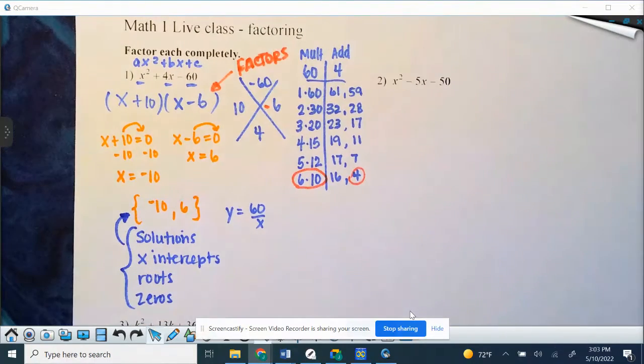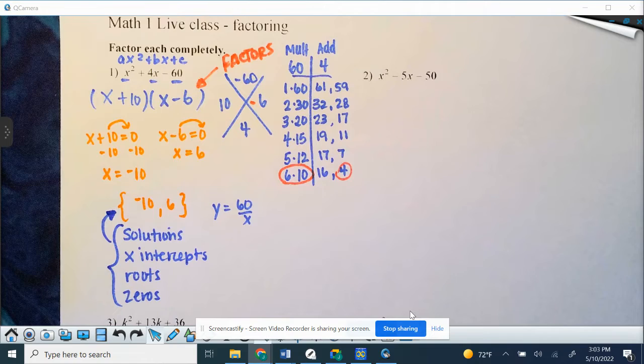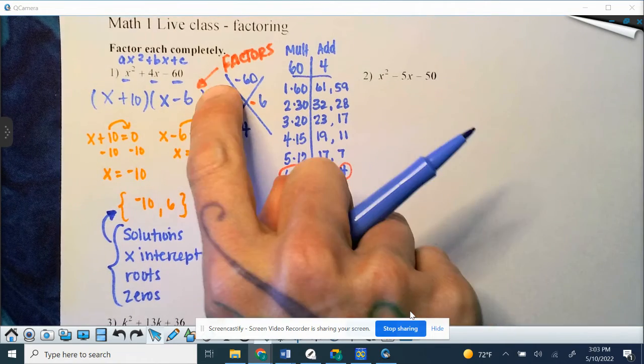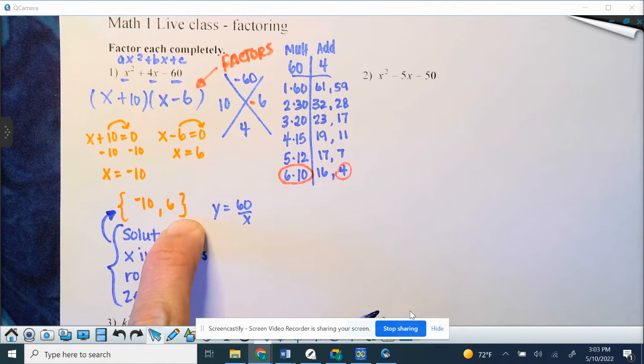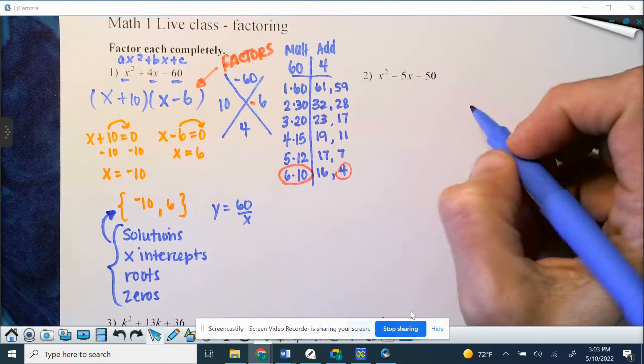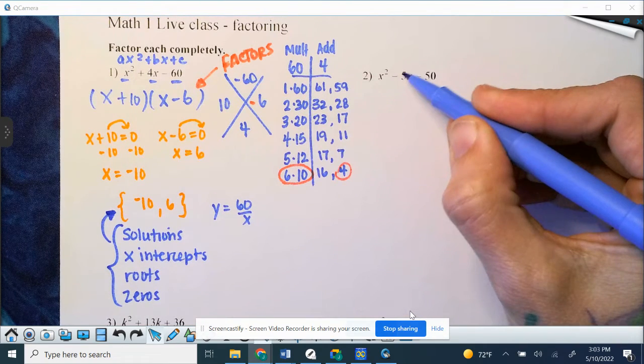So you've done some factoring. All right, so factors, solutions. Solutions are in 2 days. We're just pushing a step further. Alrighty, so we have x squared minus 5x minus 50.